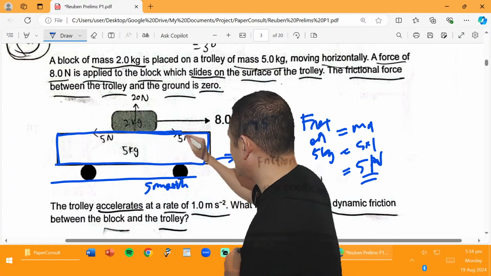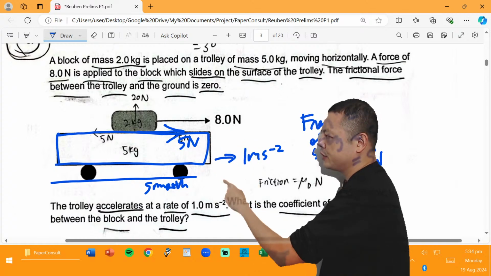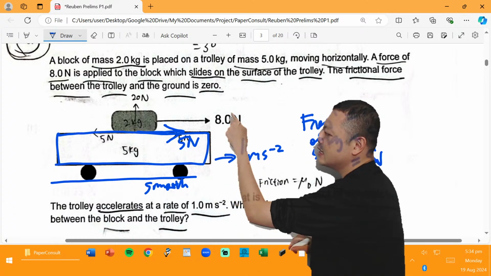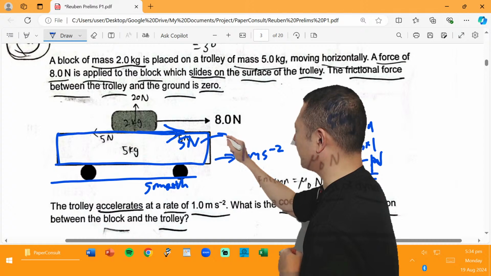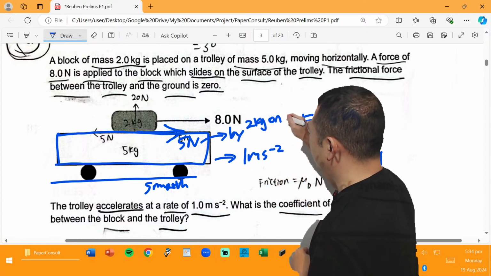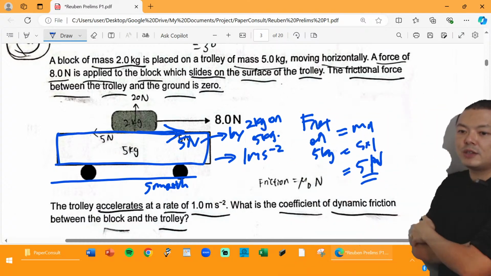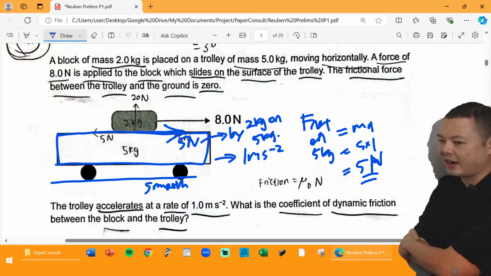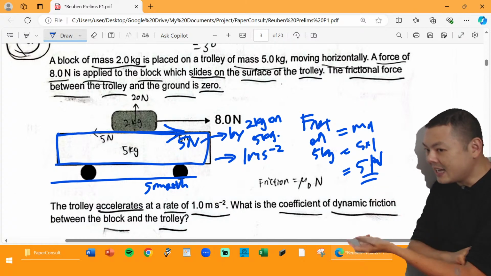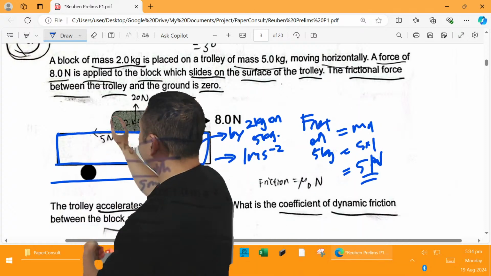So this is the 5 Newton force as you correctly labeled. But maybe what you should do is this. Maybe you should write out a statement. This 5 Newton force is by what on what? By 2 kg on 5 kg, right? It's by the 2 kg mass on the 5 kg mass. Correct? Okay, good. Then you did draw the force backwards correctly.